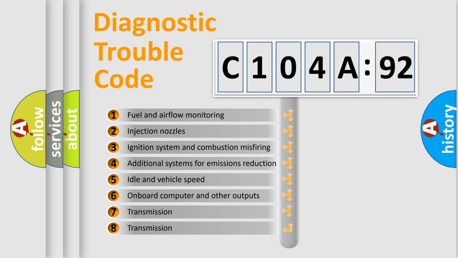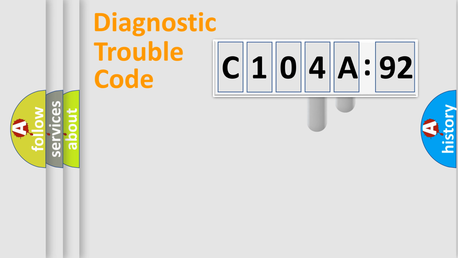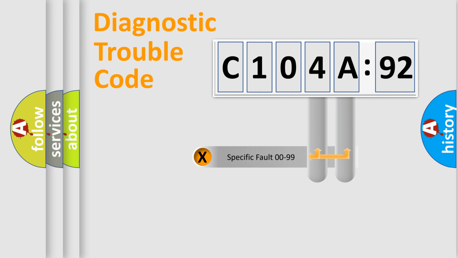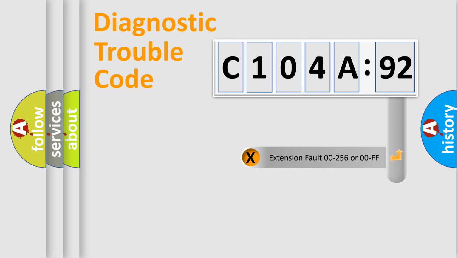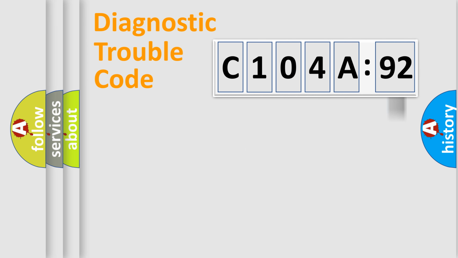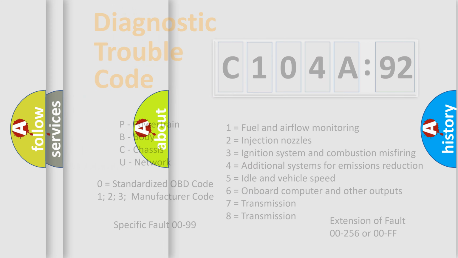The third character specifies a subset of errors. The distribution shown is valid only for the standardized DTC code. Only the last two characters define the specific fault of the group. The add-on to the error code serves to specify the status in more detail, for example, a short to the ground. Let's not forget that such a division is valid only if the second character of the code is expressed by the number 0.